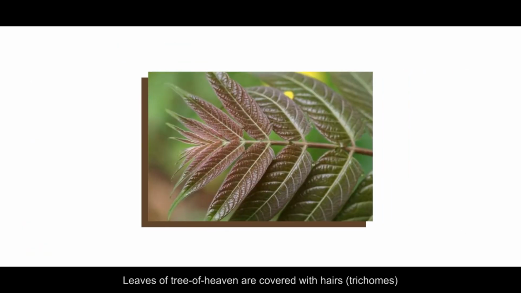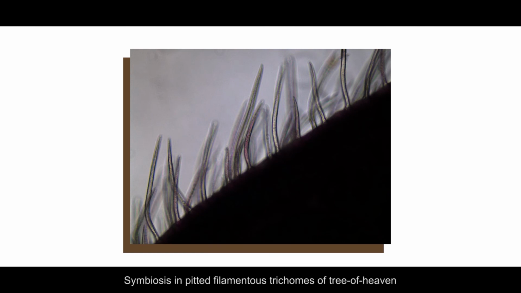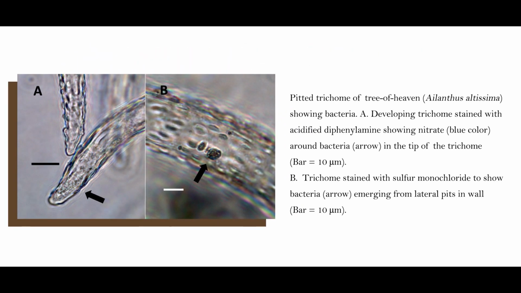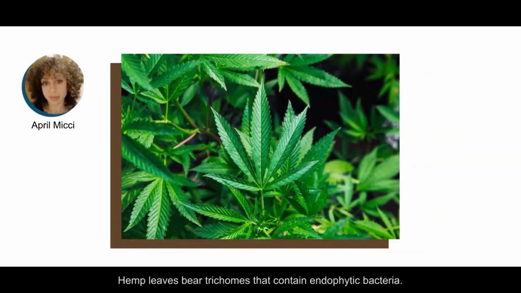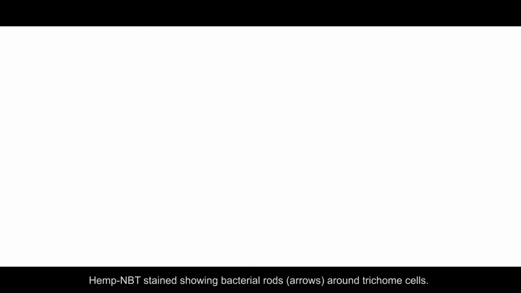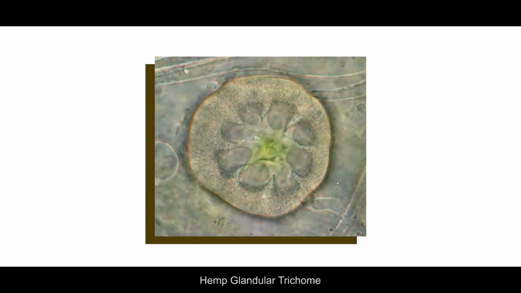Leaves of tree of heaven are covered with hairs. Trichomes of tree of heaven. Symbiosis in pitted filamentous trichomes of tree of heaven. Hemp leaves bear trichomes that contain endophytic bacteria. Hemp glandular trichomes unstained. Hemp NBT stains showing bacterial rods around trichome cells. Blue color indicates presence of superoxide. Hemp glandular trichome.